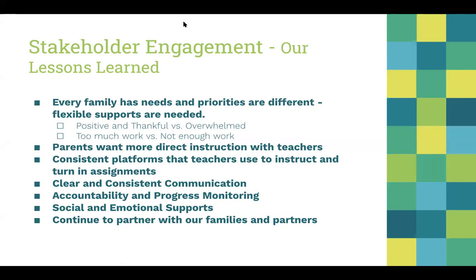We learned that families had different needs and priorities, and that we needed to be flexible in the supports that we provided. We learned that parents wanted more instruction from their teachers, that having different platforms was challenging, and that having a consistent one would be preferred and more ideal. We heard that you needed more clear and consistent communication, that you wanted your children held to higher standards of accountability, and that you wanted their progress to be measured and communicated. We also heard that there was more social and emotional supports needed, and that we needed to continue to partner with our families. And so we took all of this information and it helped guide our plans and what we're going to be rolling out this year for our distance learning.